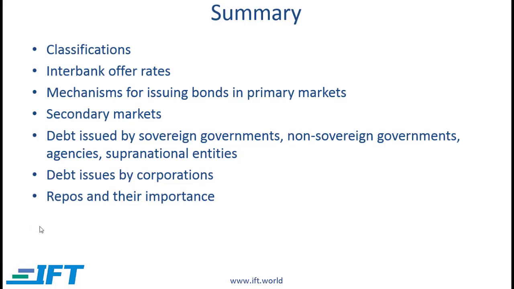Let us now summarize the main points from this reading. You need to understand the different classifications of fixed income securities. Securities can be classified based on issuer. So there we can have government bonds, we can have corporate bonds, and so on. We can also have classifications based on credit quality, classifications based on maturity, classifications based on geography. So there are several different ways of classifying fixed income securities.